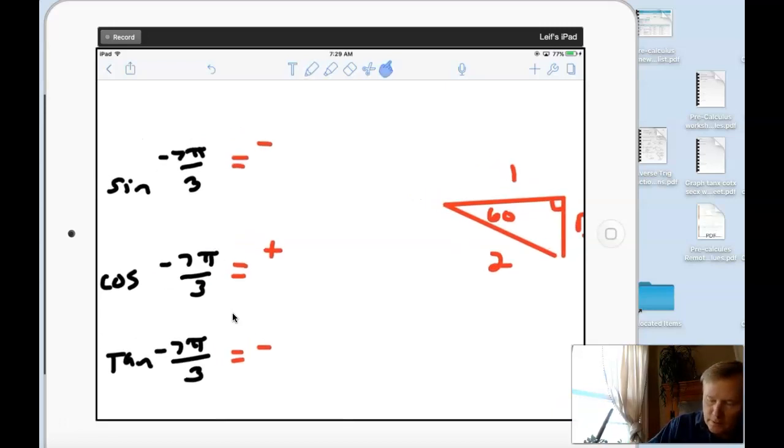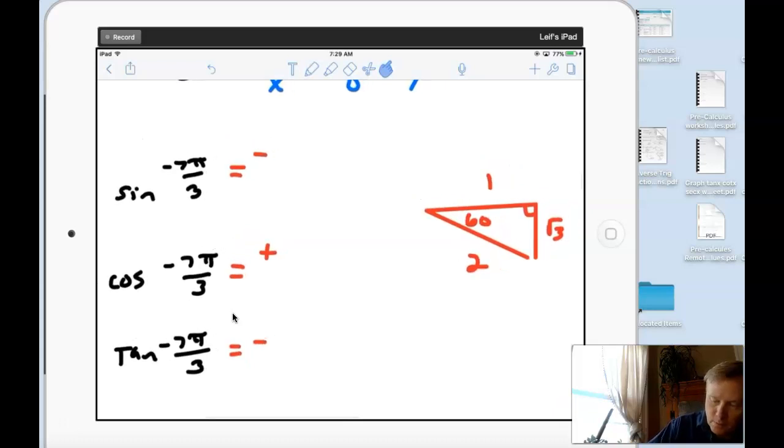So the sine is the opposite over the hypotenuse, which is 1/2. Cosine is the adjacent over the hypotenuse. I messed that one up. It should have been the square root of 3 over 2. Square root of 3 is opposite to 60. I was looking at the 30 for some reason. Okay, cosine is the adjacent over the hypotenuse, and tangent is opposite over adjacent. So those are your answers.